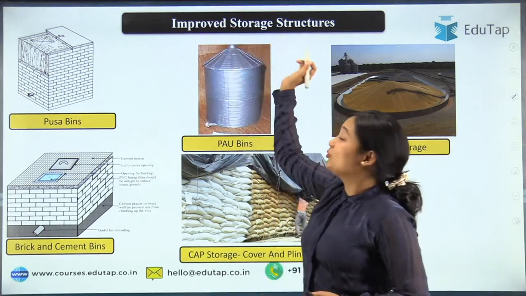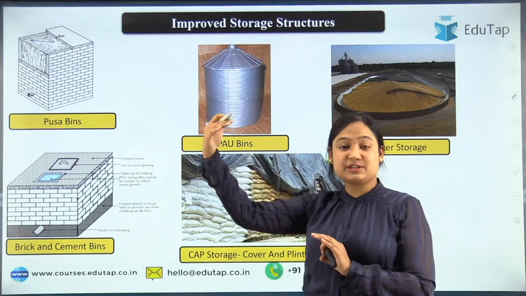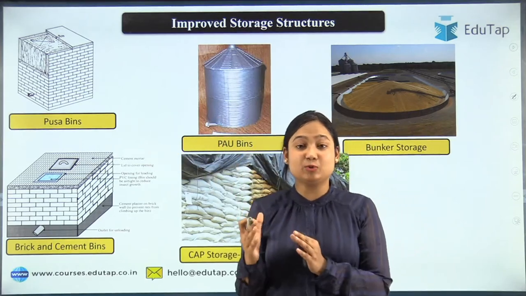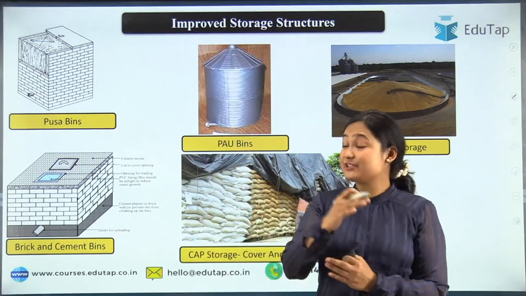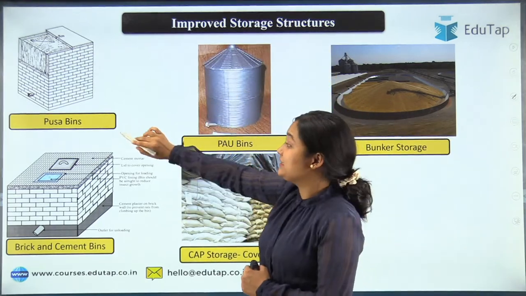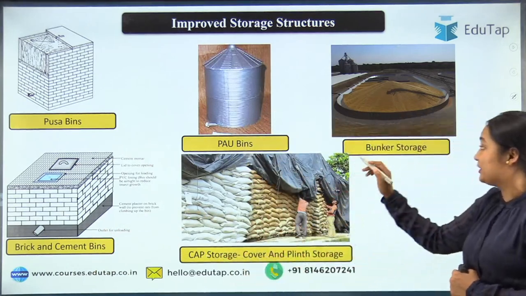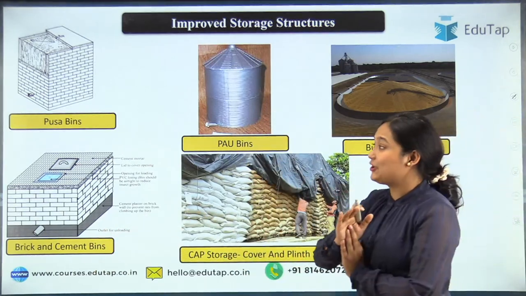So talking about the improved storage structure. I have told you there are problems with the traditional storage structures. So what ICAR or the institutes do is modify the ongoing structures and call them improved storage structures. Under that, we will see there is PUSA bin, there are brick and cement bins, there are PAU bins, there is CAP storage and bunker storage. So we will talk about that.